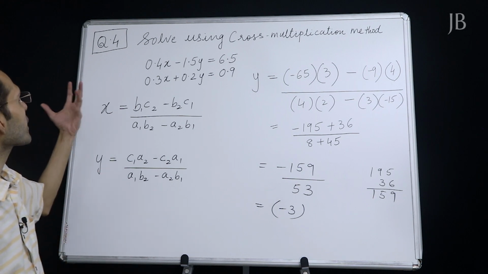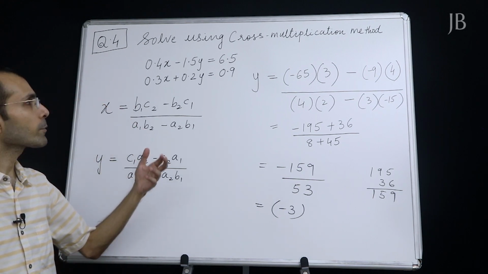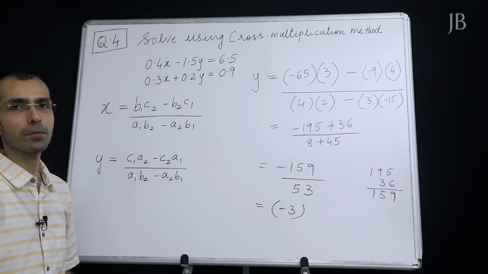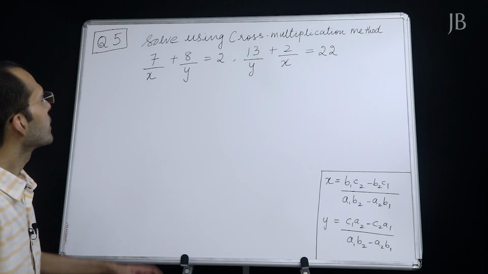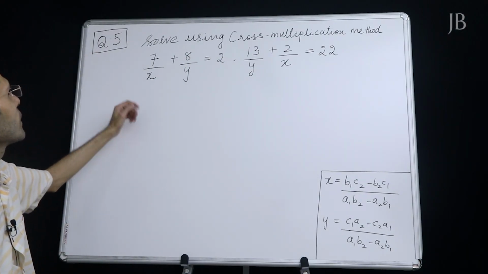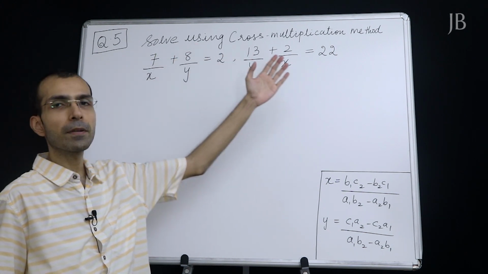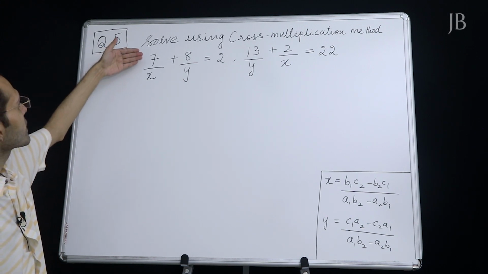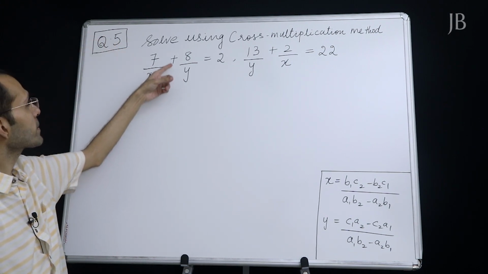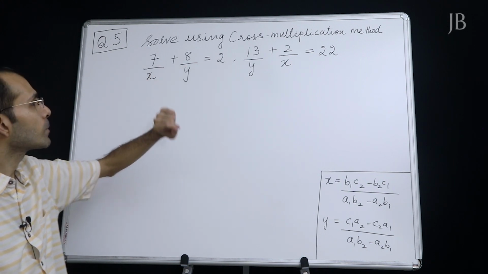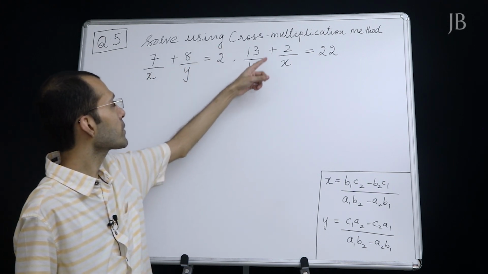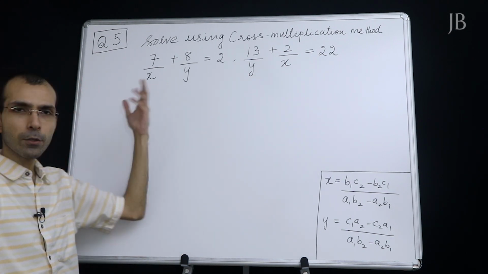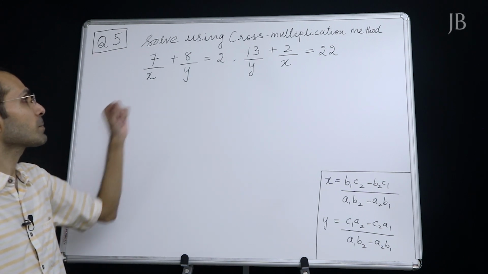Now we will see one deeper question, a little thought-provoking question based on cross multiplication method once again, and we are done with this topic. Question 5. Solve using cross multiplication method. This time equations are very different. 7 upon x plus 8 upon y is equaling 2, and 13 upon y plus 2 upon x is equaling 22. Fine, we have seen such equations before, but here we need to apply cross multiplication method.